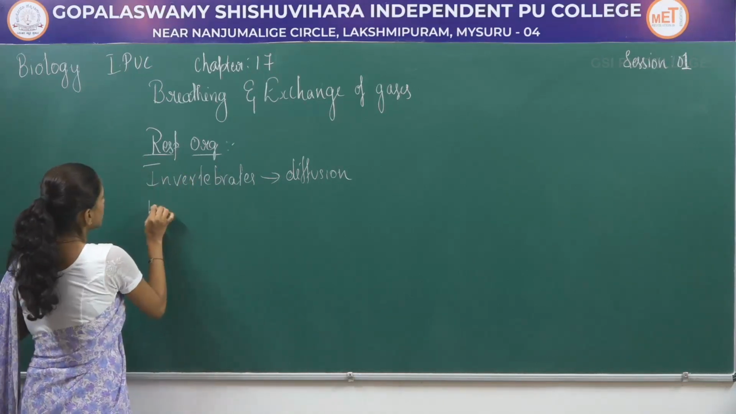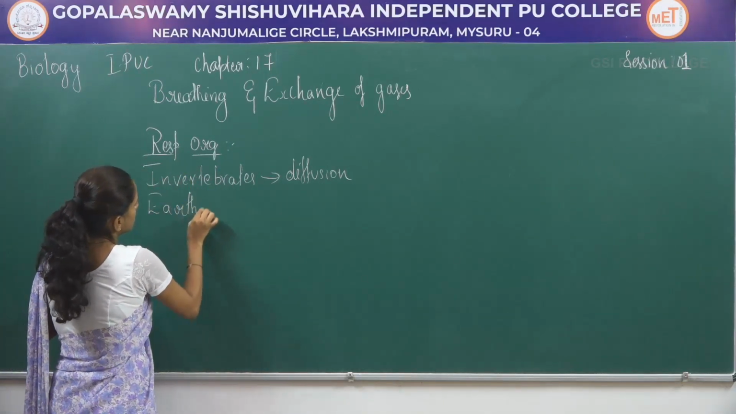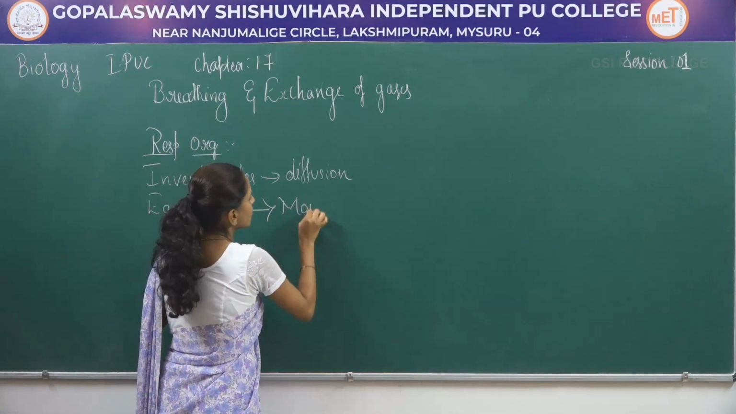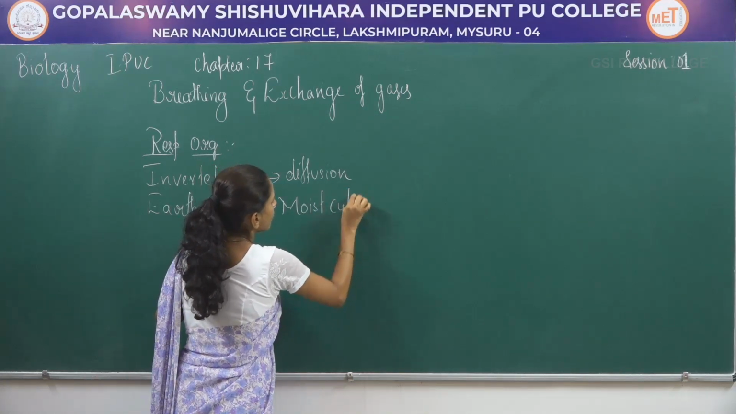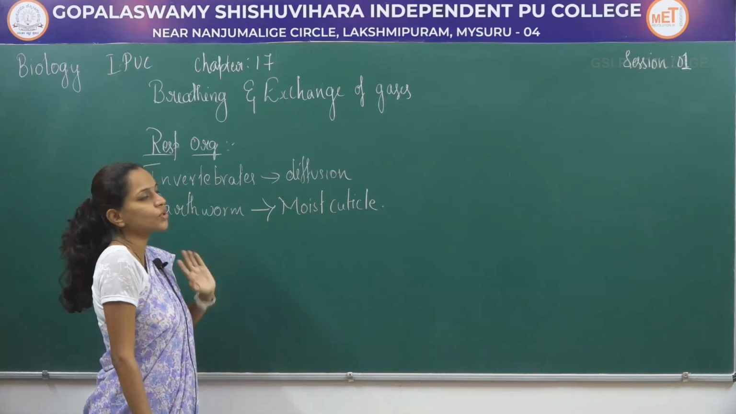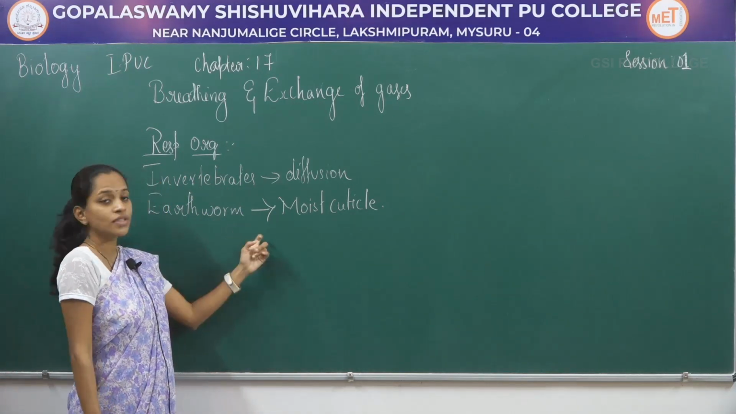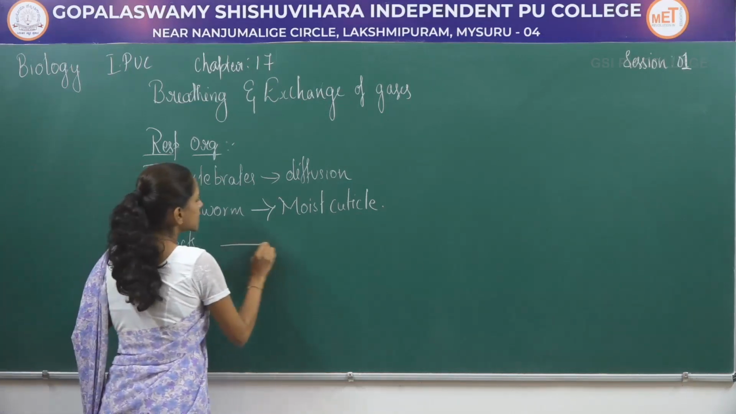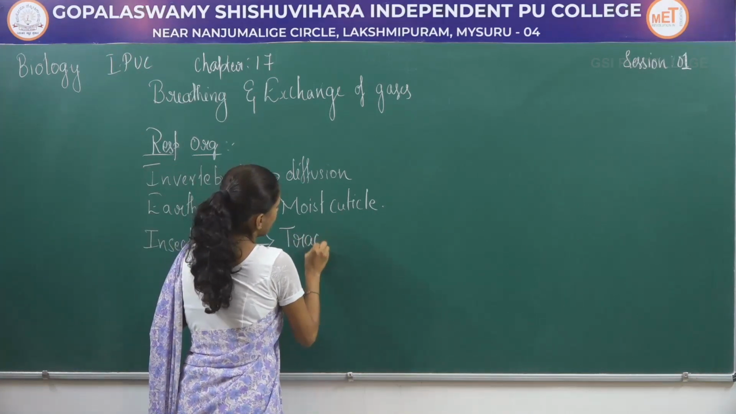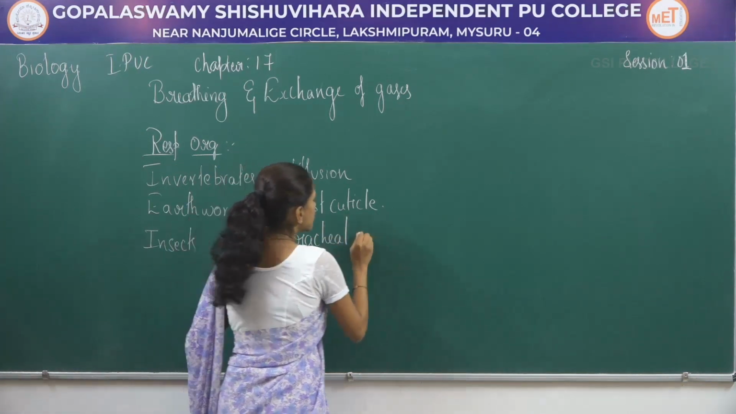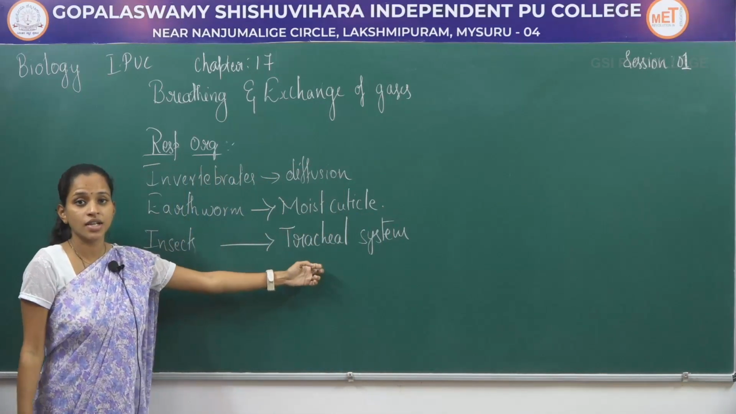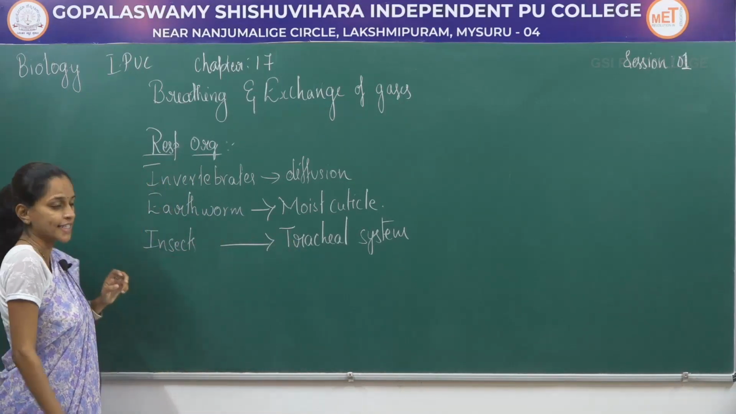Next, when it comes to earthworm, respiration is with the help of moist cuticle. Moist cuticle means through their skin surface they undergo respiration in case of earthworm. Some of the insects undergo respiration through the tracheal system. So the tracheal system is the type of respiratory organ which is present in few of the insects.